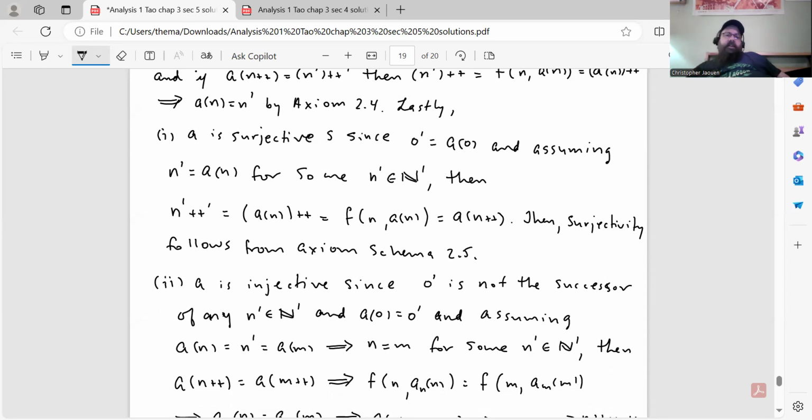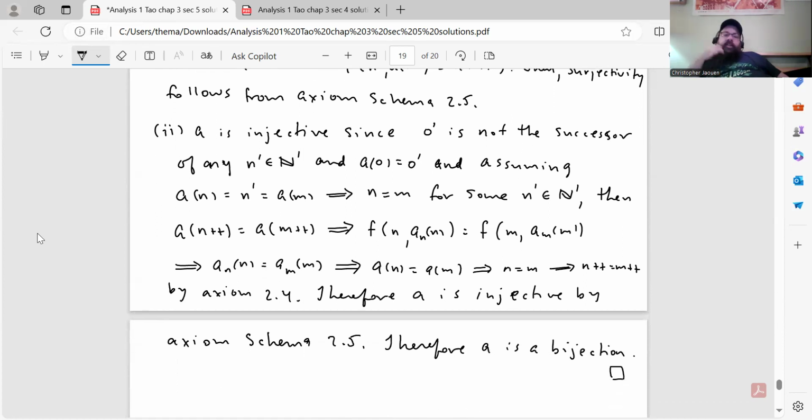A is surjective since, let me just erase this. This shouldn't be here. Since 0 prime equals A of 0, and assuming n prime equals A of n for some n prime in capital N prime, then n prime plus plus prime equals A of n plus plus. Sorry, I forgot. There's too many primes floating around. There should be a prime here. Equals f of n, A of n equals A of the successor of little n. Then surjectivity follows from axiom schema 2.5. So in other words, it follows by induction.